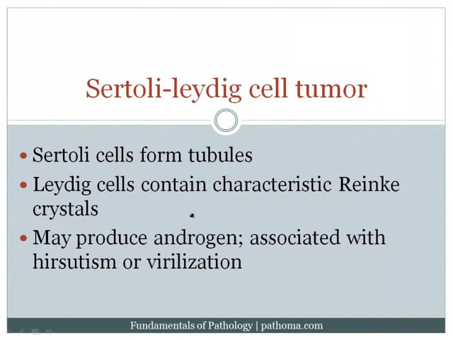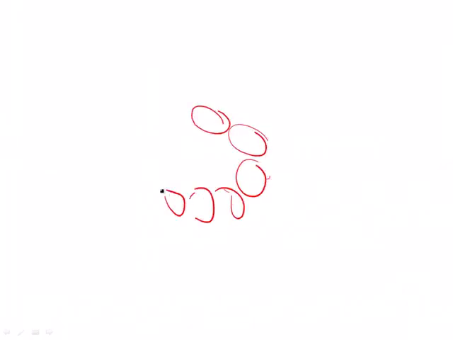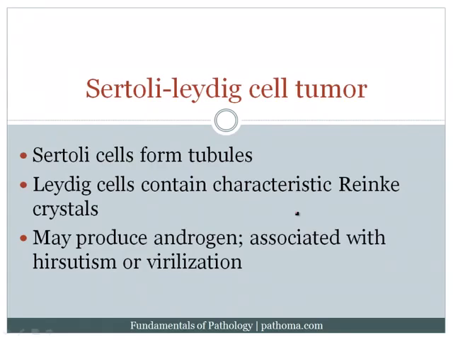Sertoli Leydig cell tumor is a tumor that mimics the sex cord stromal elements of the testicle. Remember that the testicle contains these tubules, and it's within these tubules that you have the sperm forming. And then outside of the tubules, you have these pink cells that are present on occasion. Those are called Leydig cells, and these are the sex cord stromal cells of the testicle. Now, because the ovary and testicle have similar embryologic origins, it is possible to get a Sertoli Leydig cell tumor in the ovary.